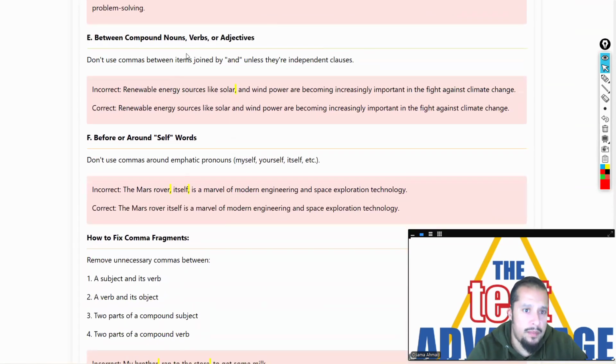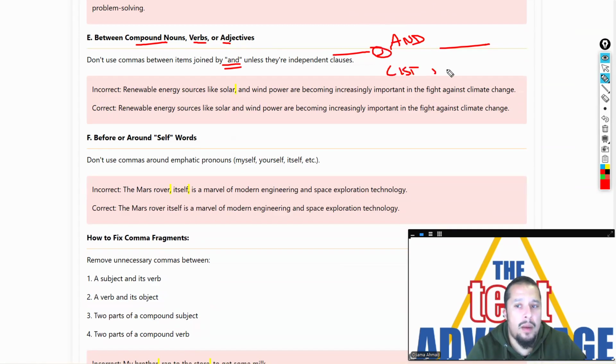Another common mistake, compound nouns, verbs, or adjectives. So you know the word and. If and connects two words together, this is not new, we took it in parallelism, we can't put a comma. A comma comes if I have a list, comma, and, or if I have independent, comma, and independent. But between two words is unacceptable. Like for example, renewable energy sources like solar, comma, and wind power. And here combines these two, so we can't use the comma.